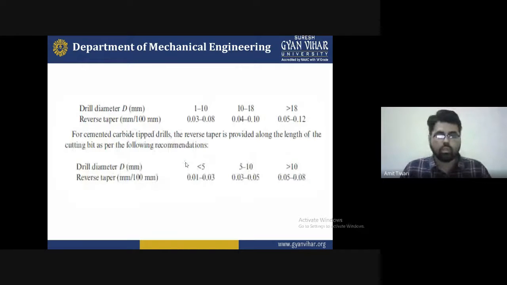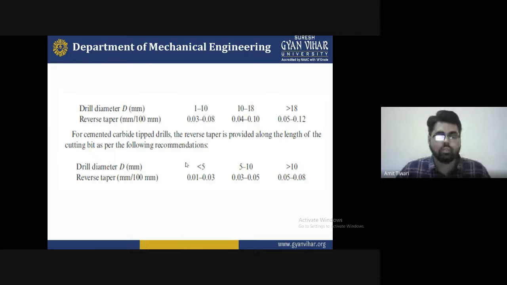So the drill diameter, that is D in mm, is given, and the reverse taper in mm per 100 mm is given. That is, if you select a 1 to 10 mm drill diameter, then you have to select a reverse taper of approximately 0.03 to 0.08. The second one is 10 to 18 mm drill diameter, which corresponds to a reverse taper of 0.04 to 0.10, and if above 18, you select 0.05 for the reverse taper. So these are some conditions to be obtained.